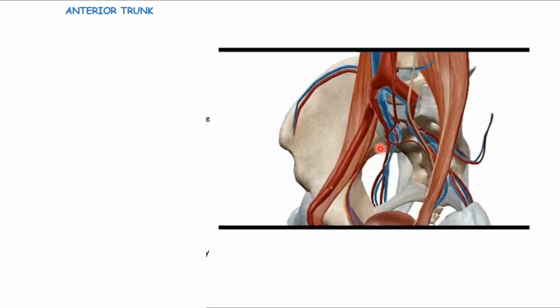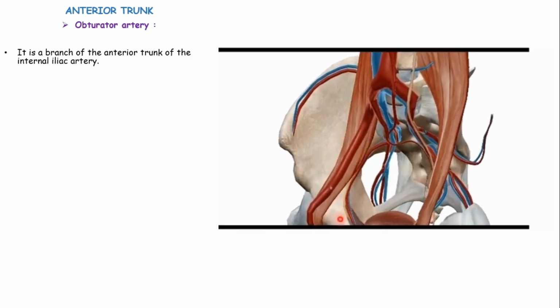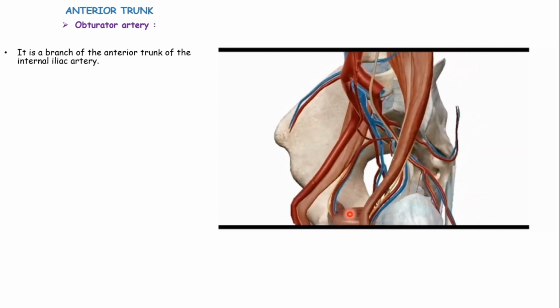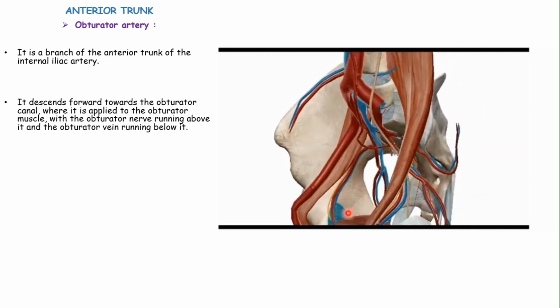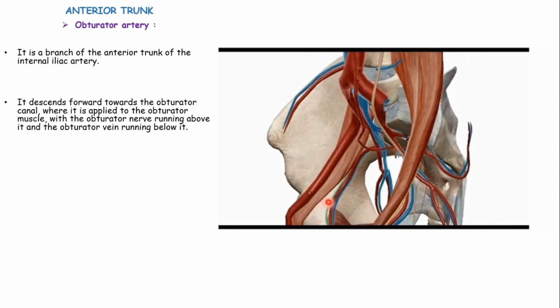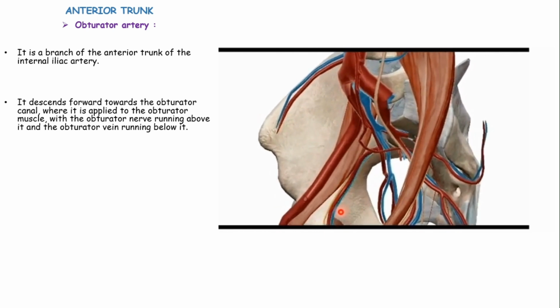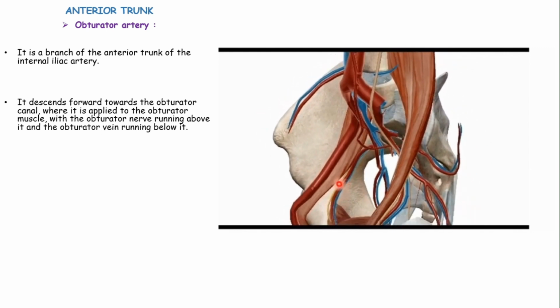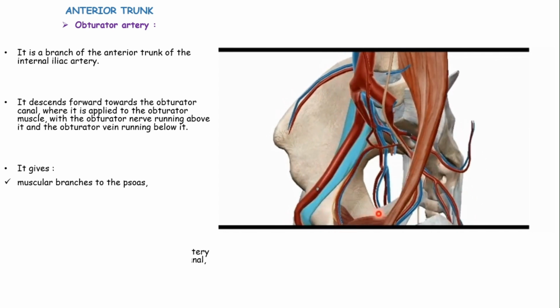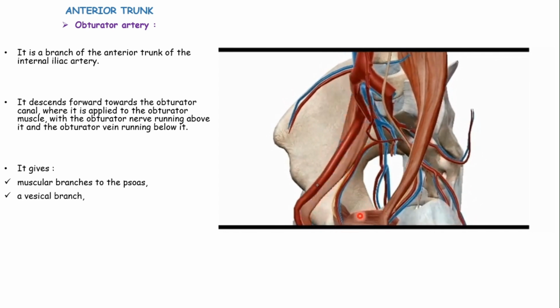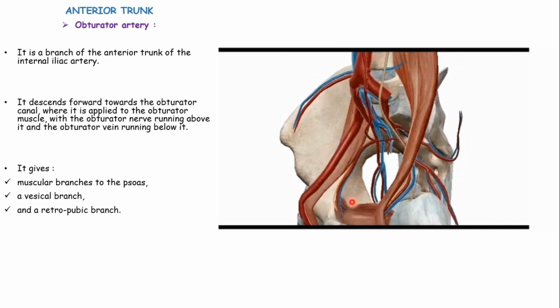The anterior trunk consists of the obturator artery. It is a branch of the anterior trunk of the internal iliac artery. It descends forward towards the obturator canal, where it is applied to the obturator muscle, with the obturator nerve running above it and the obturator vein running below it. It gives muscular branches to the psoas, a vesical branch, and a retropubic branch.